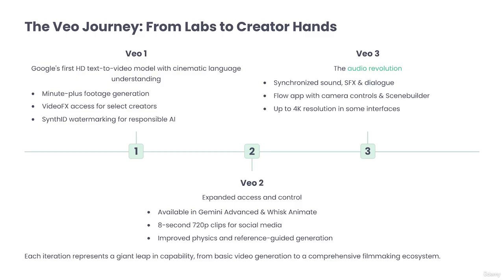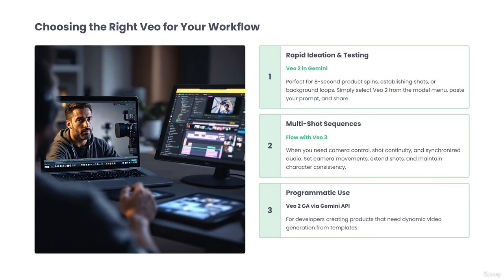So how should you use each version? Which model do you need to use? Rapid ideation and short tests: use Veo 2 in Gemini. It's perfect for quick 8-second beats: product hero spins, establishing shots, background loops for explainers. Pick Veo 2 from the model menu, paste a prompt, generate and share.